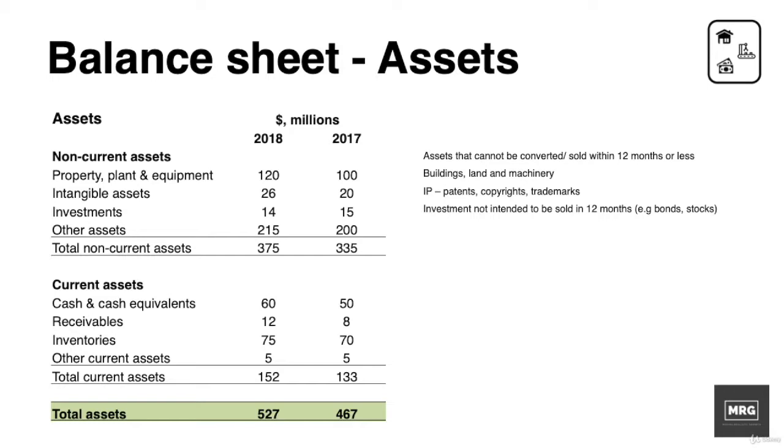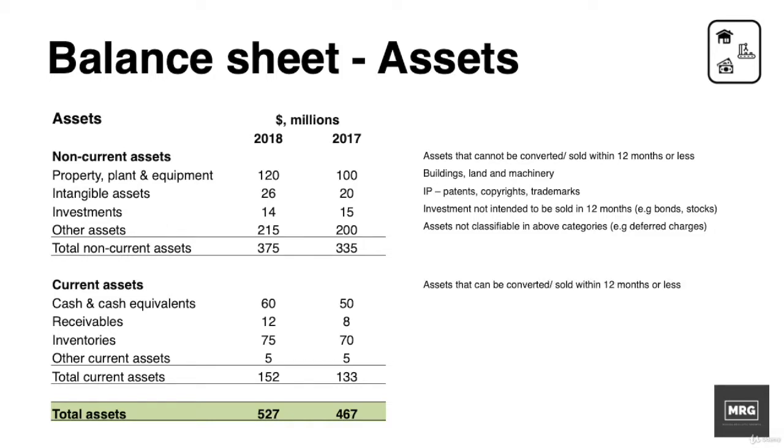Then you have investments that are not intended to be sold in 12 months, for instance, bonds or stocks. And some other assets that are not classified in the above categories. But typically you would see property, plant, and equipment, intangible assets, and investments.